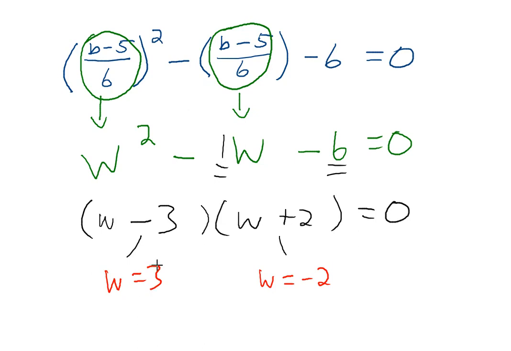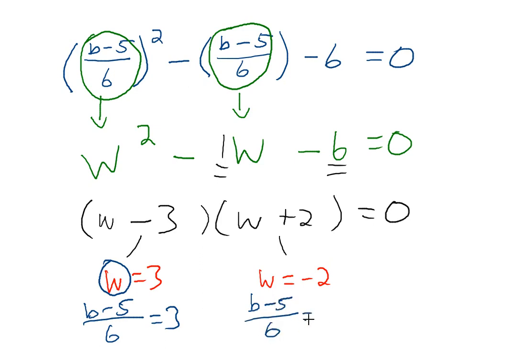Now that we're done with w, we need to unsubstitute. We want to take the w back out of the problem and put back in the b minus 5 over 6. So we're going to put b minus 5 over 6 here in place of the w, and b minus 5 over 6 here in place of the w. All right. And now we have to solve for b. So it's a fraction. First thing I'm going to want to do is get rid of the fraction, multiplying the common denominator to both sides, which is 6. Those 6's cancel out.